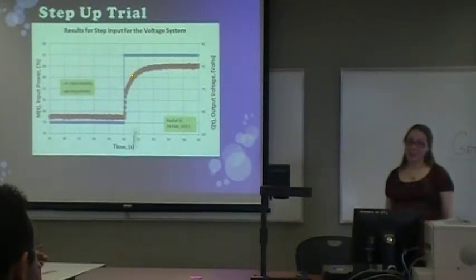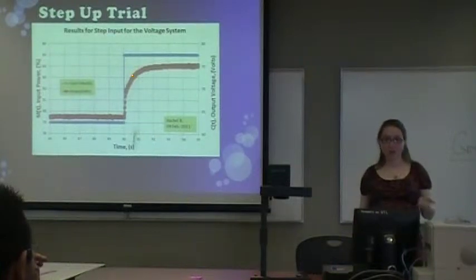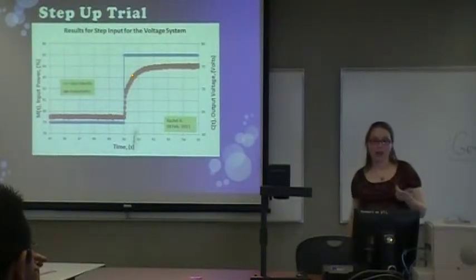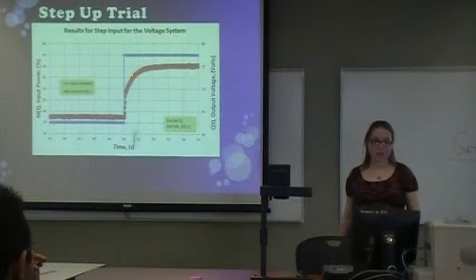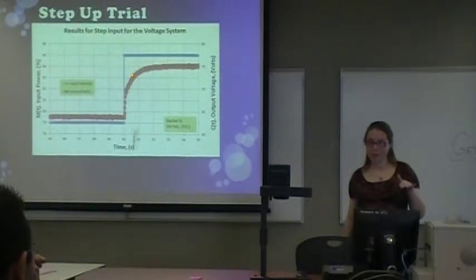This is an example of the step-up trial. You have your input value, which is your blue line, and your output value, which is your red line. It starts at 79, and it jumps up 6 to 85%.